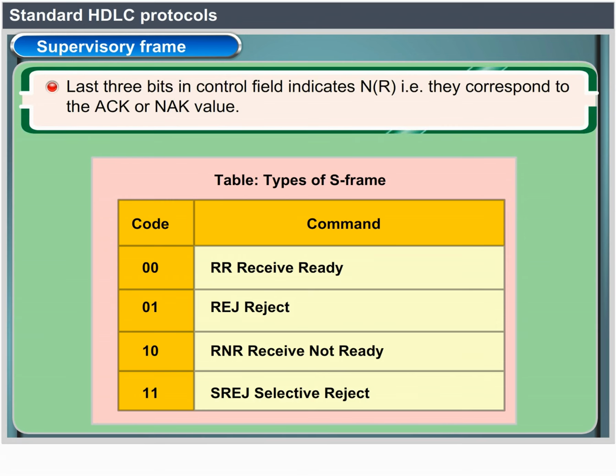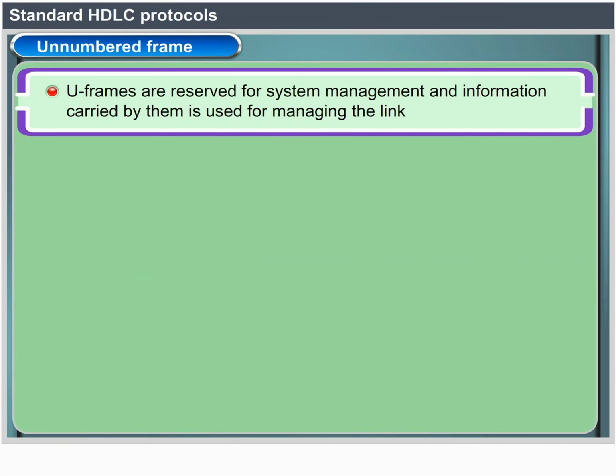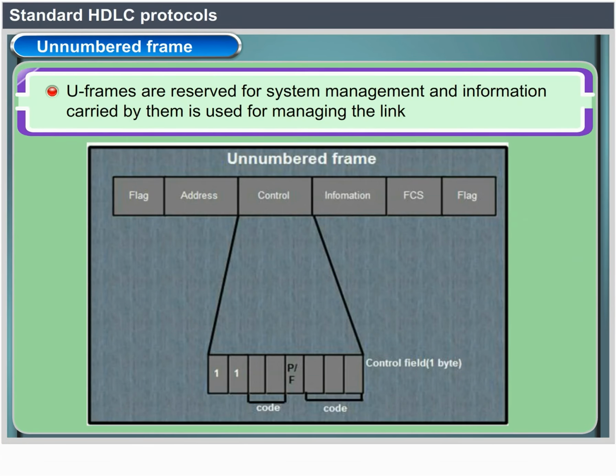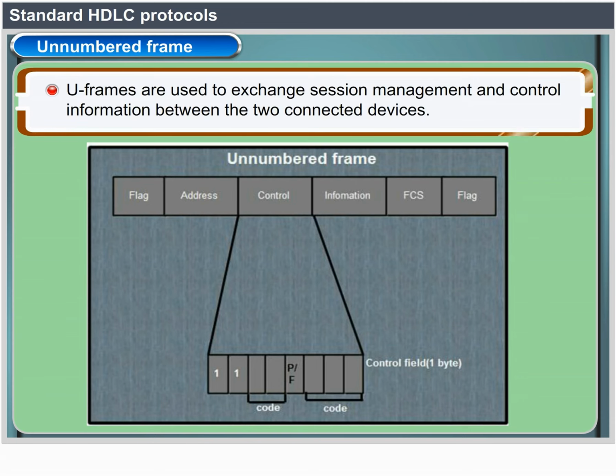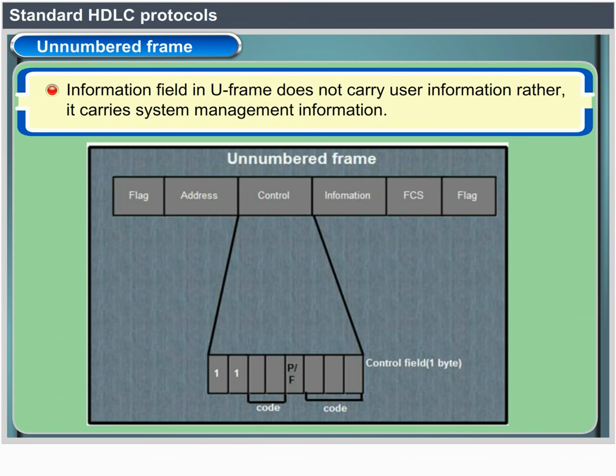Unnumbered frame. U frames are reserved for system management and the information carried by them is used for managing the link. U frames are used to exchange session management and control information between the two connected devices. The information field in a U frame does not carry user information, rather, it carries system management information. The frame format of the U frame is shown in the diagram.